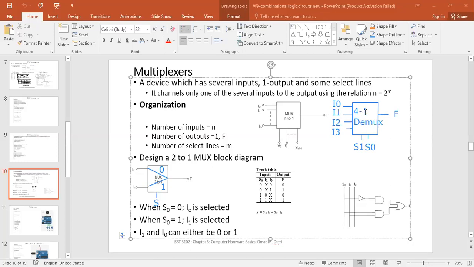Who can explain the way this one works? The 4 to 1. I've done the explanation for 2 to 1. Can somebody give us an explanation of the 4 to 1 multiplexer, based on what I've given you? Anybody can try to explain in a similar way that I've done for this one here.